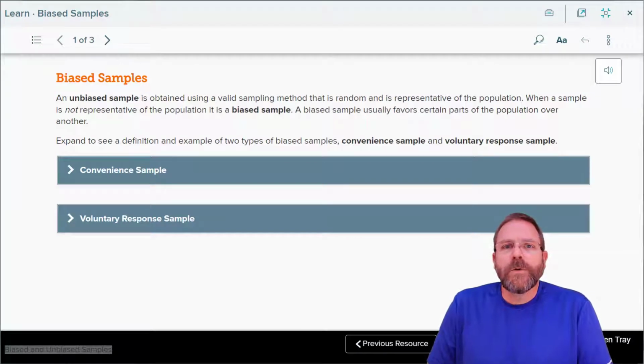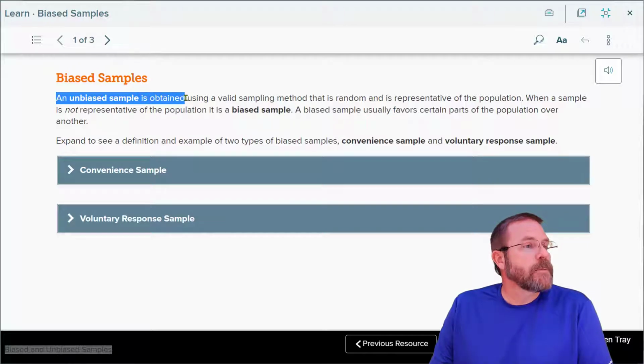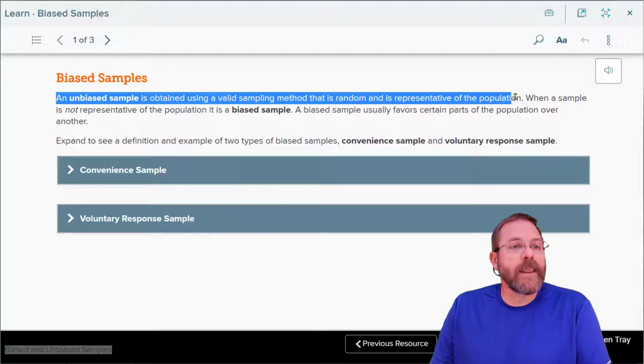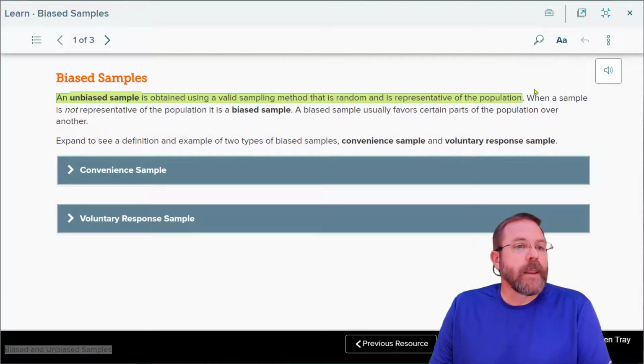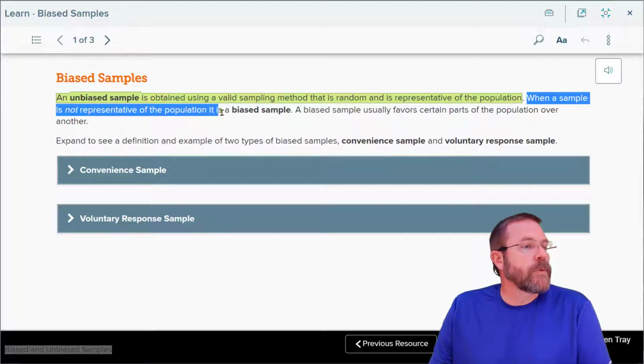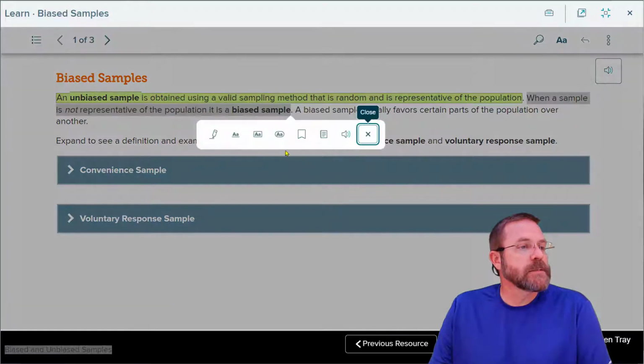Welcome back to Part 2 of Module 11, Lesson 1, where we continue our study of biased and unbiased samples. Now we're going to get into those particular definitions, with an unbiased sample being obtained using a valid sampling method that is random and representative of the population. When sampling a non-representative population, it is going to be a biased sample.